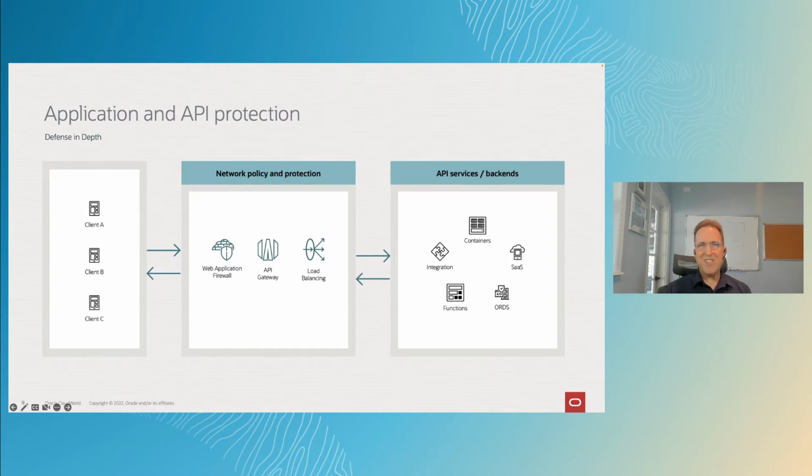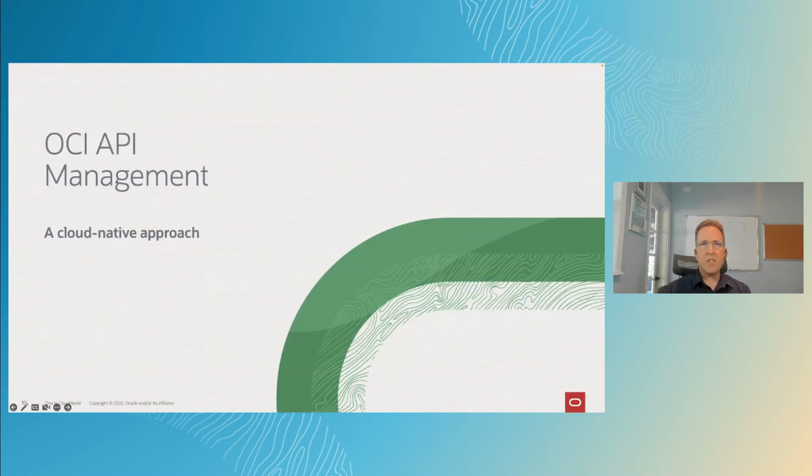But what do you do to protect those backends? This is where the network and policy enforcement comes in, and we have multiple capabilities in that regard. So you have load balancing, web application firewalls, and also the API gateway. So let's get into what OCI API management is and taking a cloud-native approach to developing our APIs.